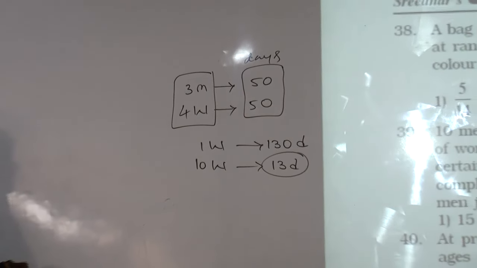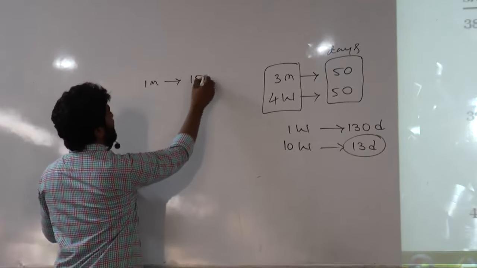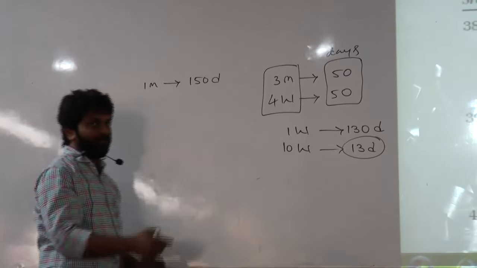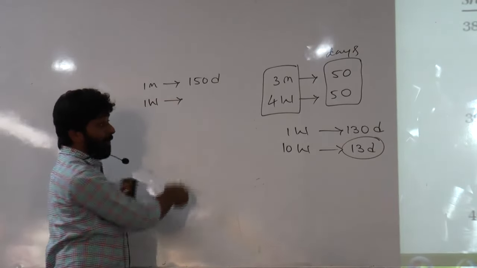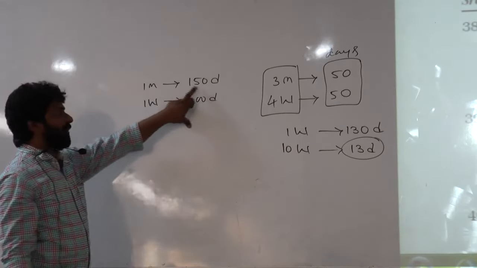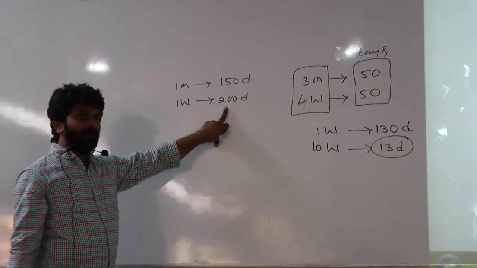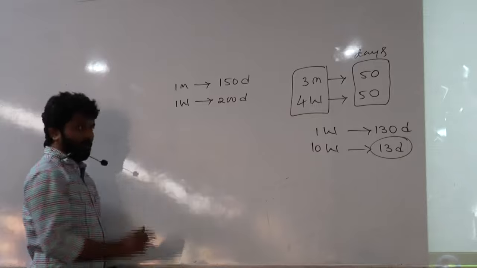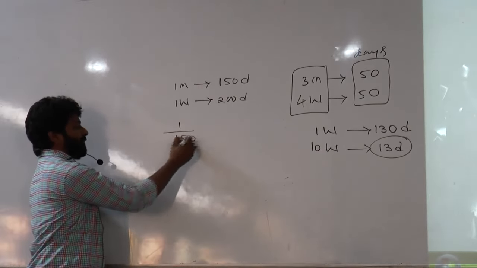10 men can complete the work in 15 days. 1 man can complete the same work in 150 days. 8 women can complete the work in 25 days. 1 woman can complete the same work in 200 days. What is 1 day work of 1 man? 1 by 150. 1 day work of a woman? 1 by 200. 1 day work, right? 1 by 200. Working with 1 man, 1 day work is 1 by 150.